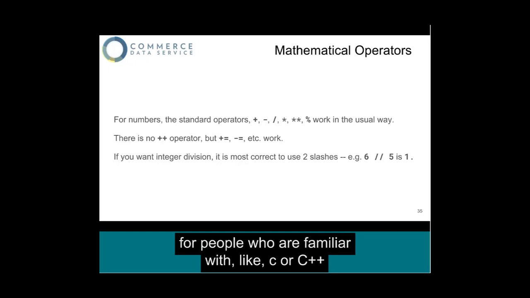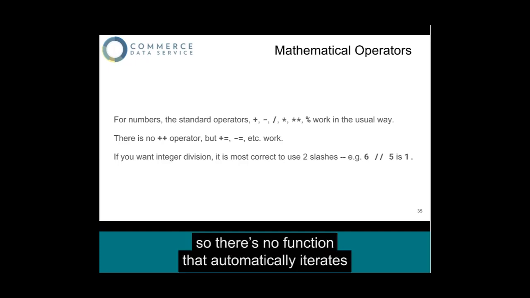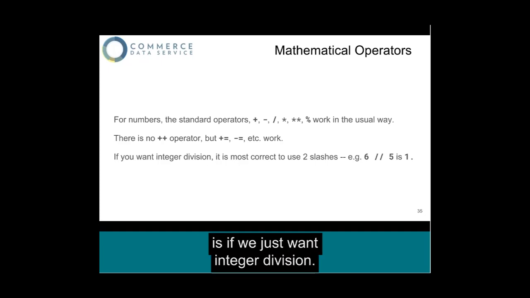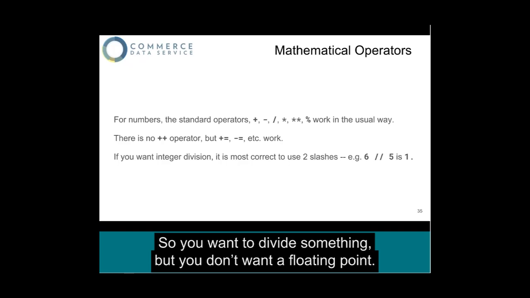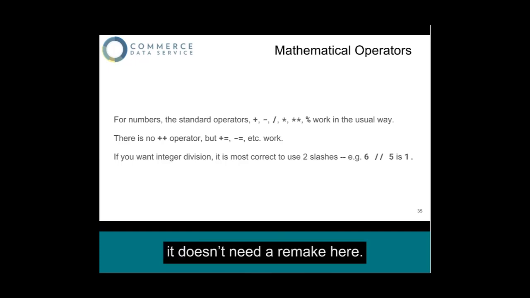In Python, for people familiar with C or C++, there's no plus plus operator, so there's no function that automatically iterates and adds 1. What will work though is plus equal. If you want to do A plus equal 1, it'll do that. So the syntax is plus equal, minus equal. The other special case is integer division. You want to divide something, but you don't want a floating point, just an integer. It's two forward slashes. So 6 integer division by 5 is just 1. It doesn't give you the remainder.